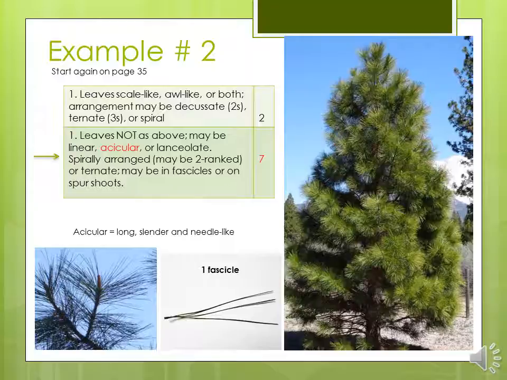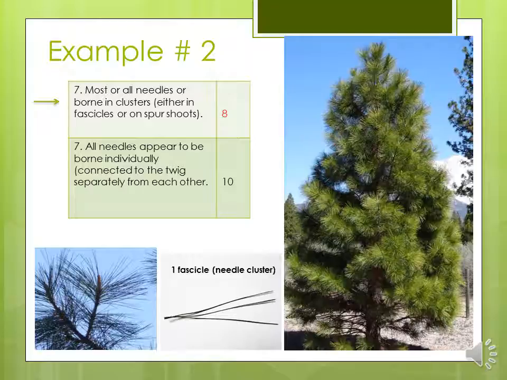So let's key through one more plant just to get you familiar with going a different pathway through the key. We'll go ahead and do a conifer again, so you'll go back to page 35 on your key, and it asks you again, are the leaves scale-like, awl-like, or both, or not as above? They may be linear, acicular, or lanceolate. And just to refresh your memory from earlier weeks' lectures, acicular means needle-like, and these leaves are definitely needle-like. So that would lead us to the second number 1 there, which tells us to go to question number 7.